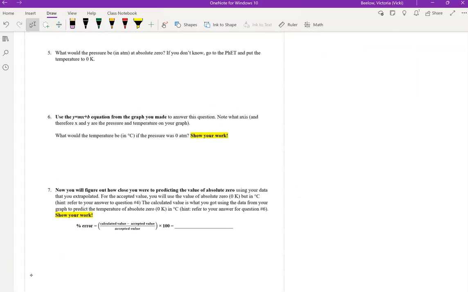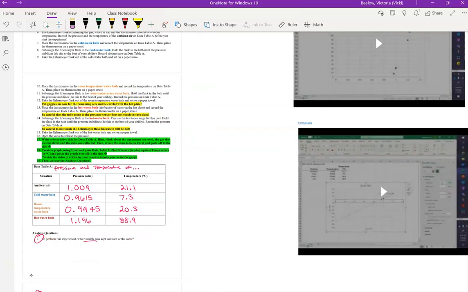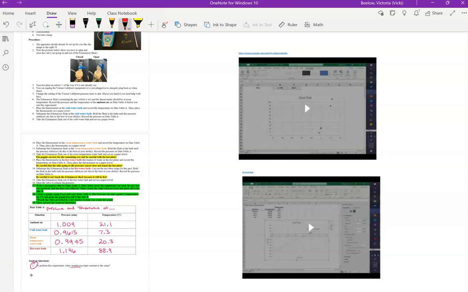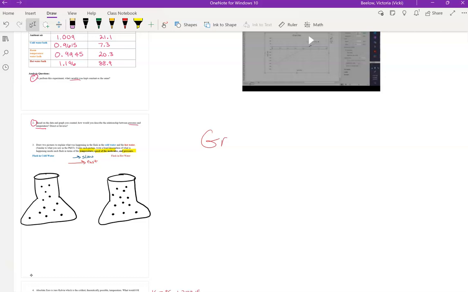You also have to create your graph using this data here. To do that, you're going to watch this video. And this one you only need if your graph looks a little wonky. You most likely don't have to watch the second one, but if your graph still looks weird, you could watch that video.